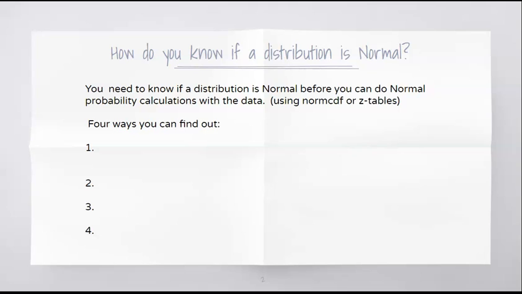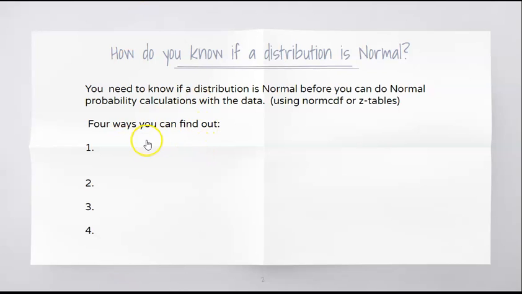So how do you know if the distribution is normal? You need to know if the distribution is normal before you can do any of those normal probability calculations that we've done in the previous section. Like using norm CDF on your calculator, or if you're using old school z-tables, anything with z-scores and finding these probabilities, you have to know if it's normal in distribution.